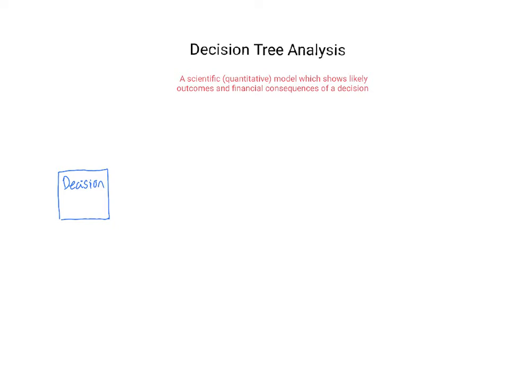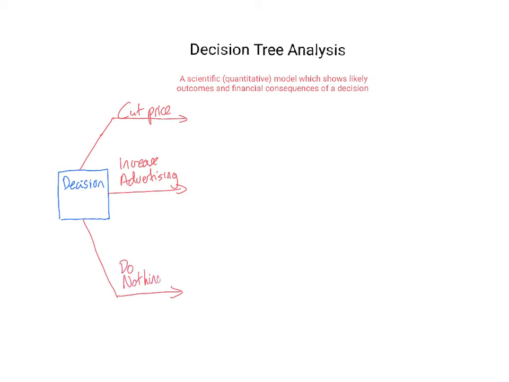Now, we're going to work through a little example where we're going to be using a marketing decision, and the options which are available to the managers, and each of these are represented by an arrow coming out of the decision, are to cut the price. They could increase advertising, but we also need to take account of the fact that in doing each of those things, there is going to be an opportunity cost. So actually, we also need to think about what would happen if the managers were to do nothing at all.